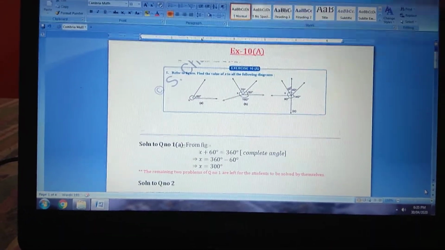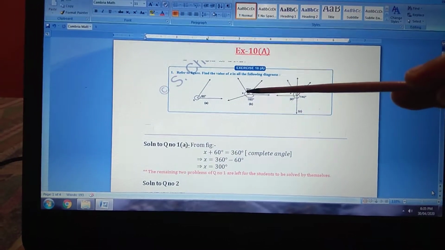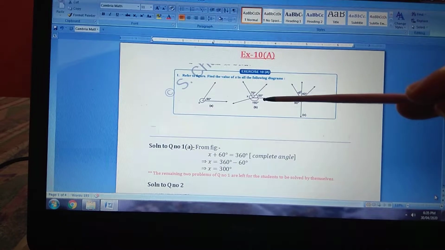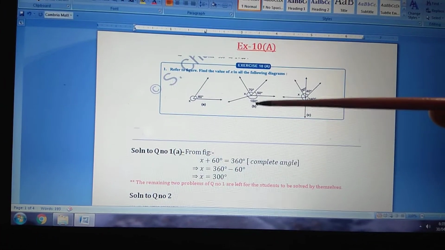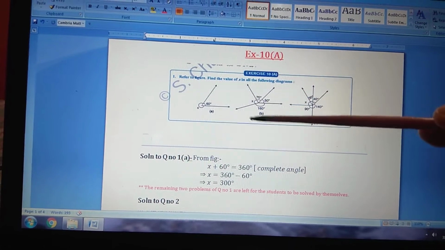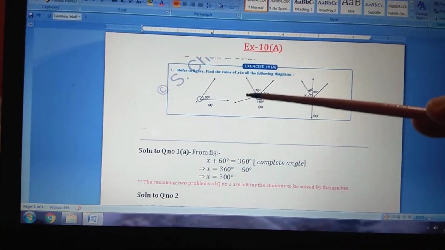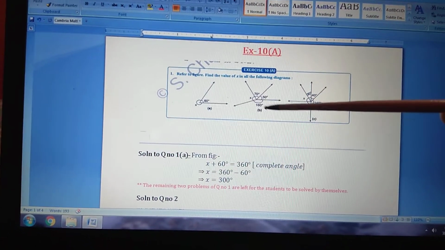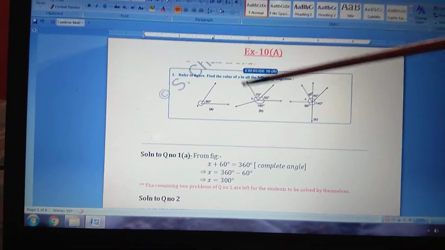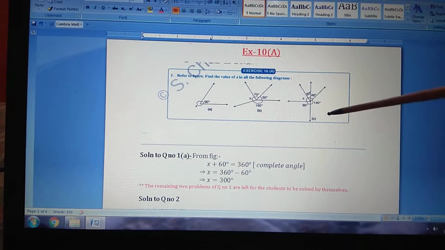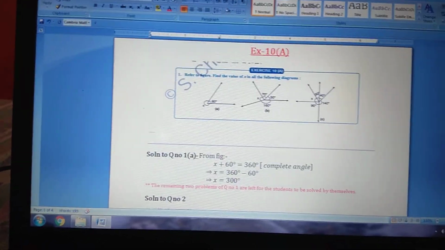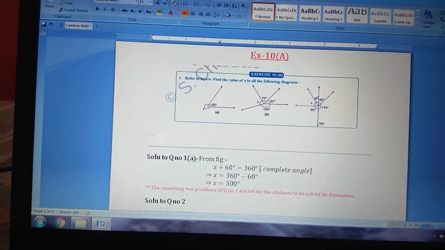Let me explain that. Here you see four angles: one is x, one is 70, one is 50 and one is 160 degrees. Here also, all these four angles form a complete angle, so the sum of all these is 360 degrees. By the general rule, we can find the value of x. In question number C also, the same rule has been followed. Now we will go to question number 2.